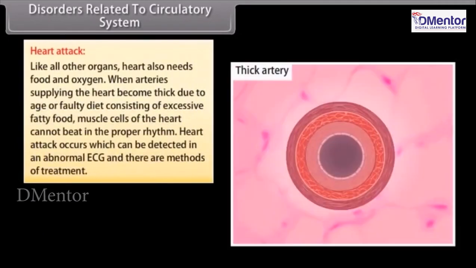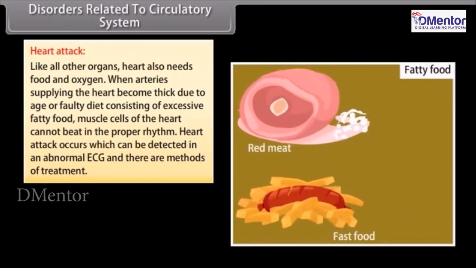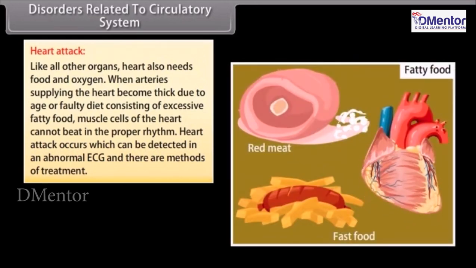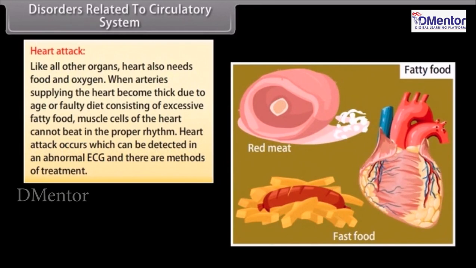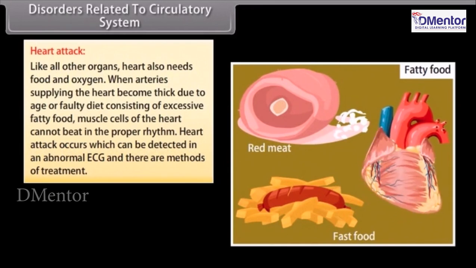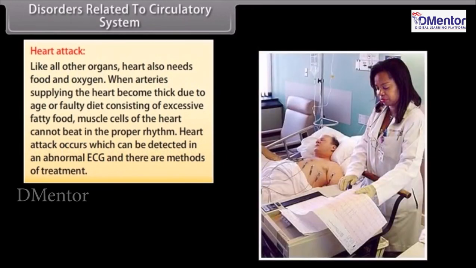Disorders related to circulatory system. Heart attack. Like all other organs, the heart also needs food and oxygen. When arteries supplying the heart become thick due to age or faulty diet consisting of excessive fatty food, muscle cells of the heart cannot beat in the proper rhythm. Heart attack occurs, which can be detected in an abnormal ECG, and there are methods of treatment.